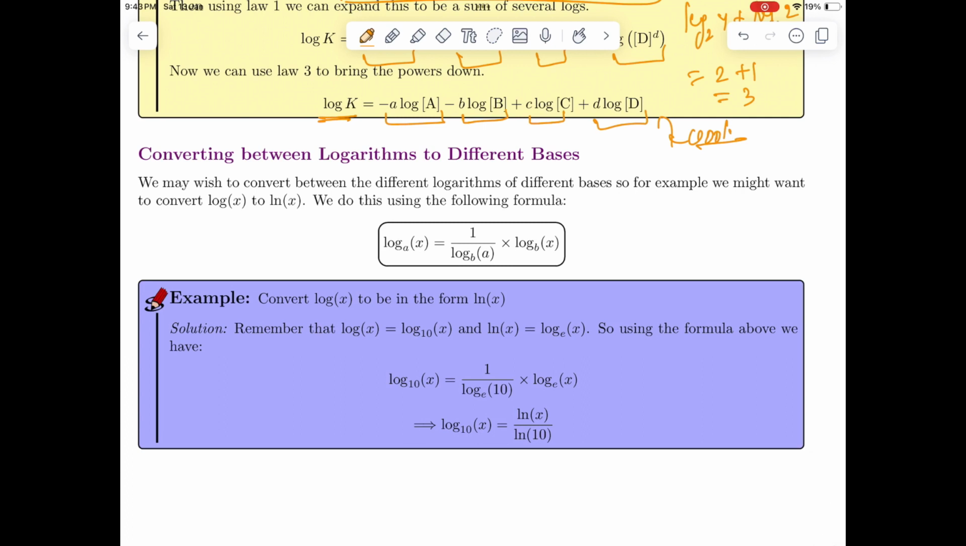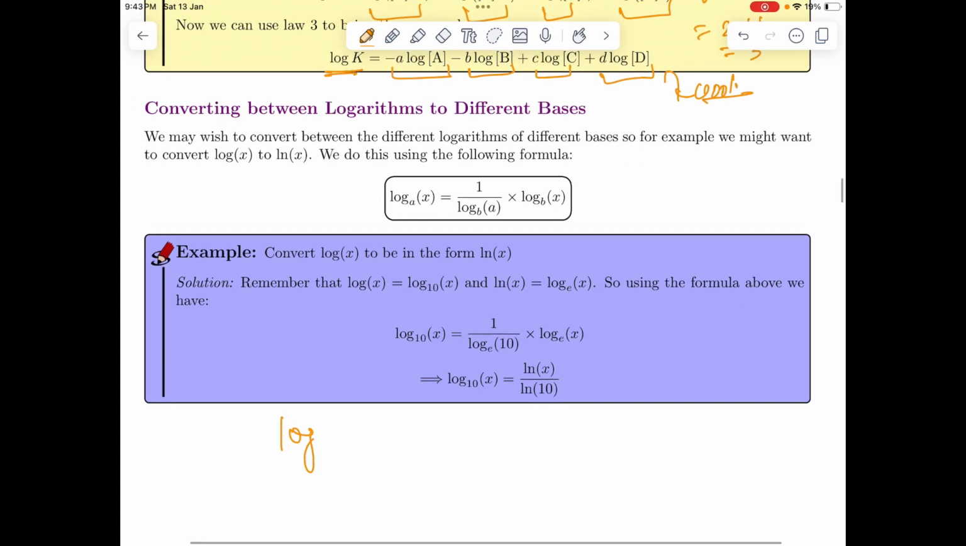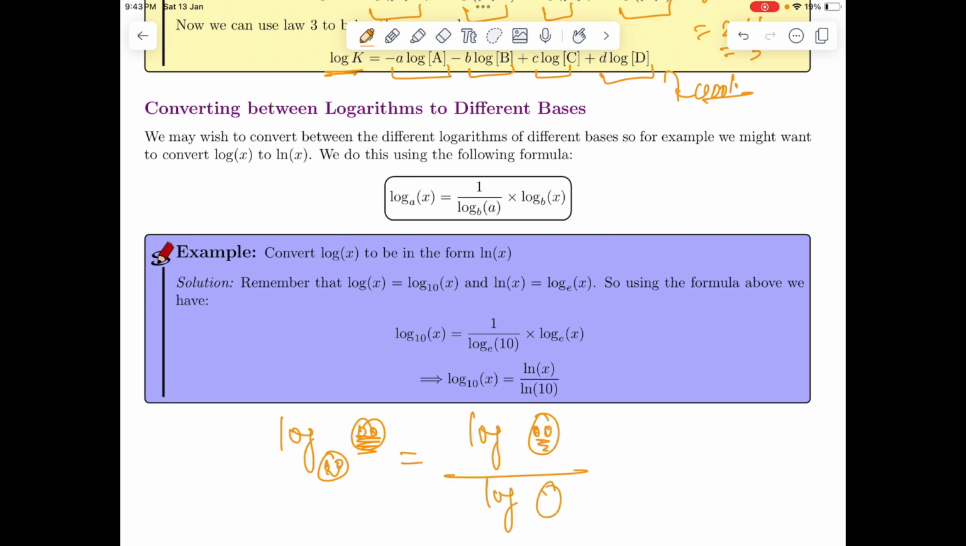Okay, one more way of doing this. Sometimes you need to convert logarithm to a different base. So how do you convert? Let's say if you have log Golu base Bholu, this can be simply written as log Bholu divided by log Golu. What about the base now? Base is missing, so you are free to select any base. I can select any base of my choice.